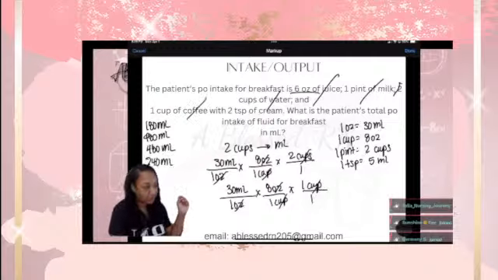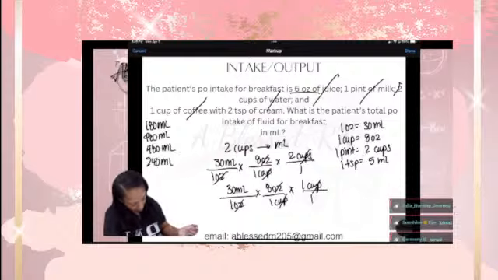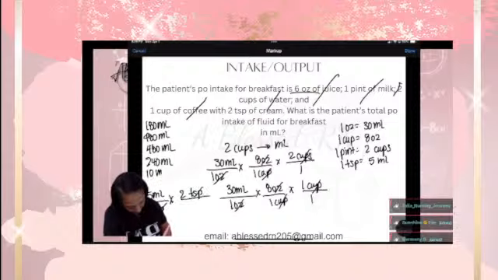And now we have to include the teaspoons of cream. So we know that there are 5 milliliters in 1 teaspoon. And we have 2 teaspoons. So we'll cross our teaspoons out. So that's going to be 10 milliliters.